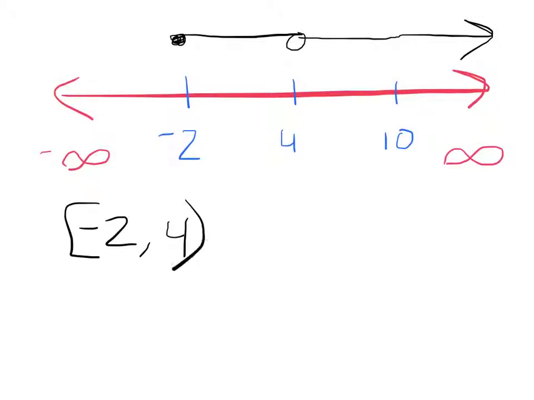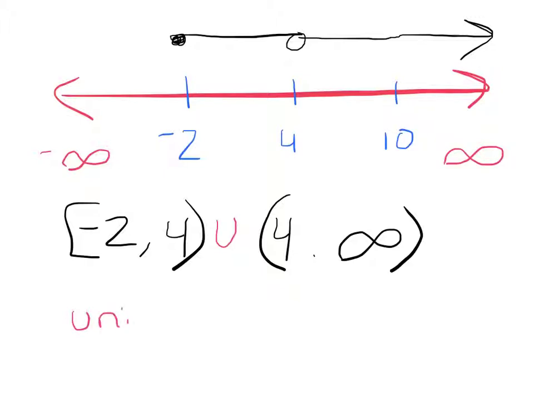Bracket around negative 2, parenthesis around 4. Then we've also got this other segment of the interval from 4 to positive infinity. Parentheses always around infinity, and in this case we're going to put a parenthesis around the 4 because it's not included. To connect these two, we're going to use the little symbol, a U, and it stands for the union of these two intervals.